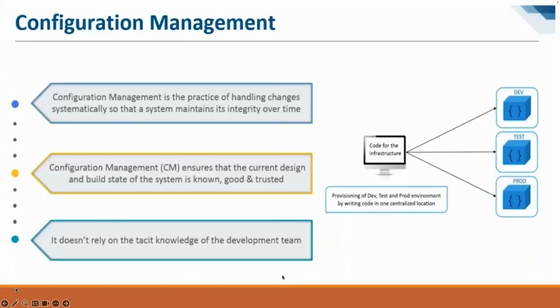Configuration management is the practice of handling changes systematically so that the system maintains its integrity over time. It ensures that the current design and build state of the system is known and trusted, and does not rely on the tacit knowledge of the development team. Something like code for the infrastructure, so it will build.